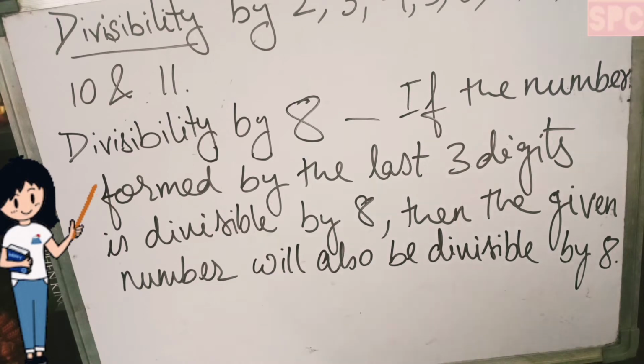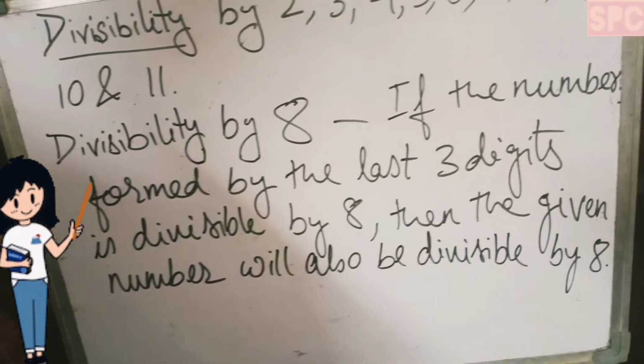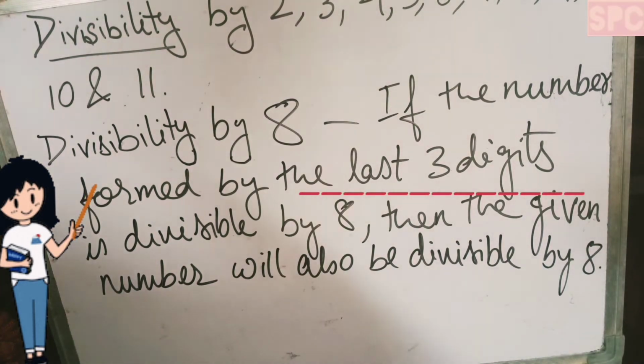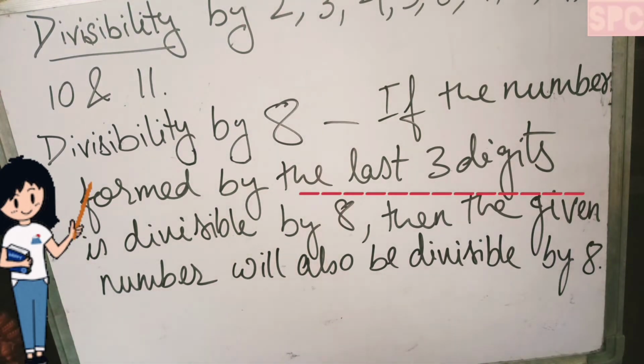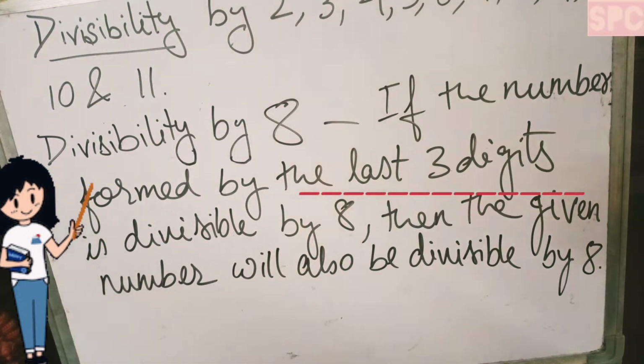Children, divisibility by 8 is also very simple. If you have any number, you just have to check the last 3 digits. If the number formed by the digits at the ones, tens and hundreds places is divisible by 8, then the given number will also be divisible by 8. Let's understand this with the help of an example.